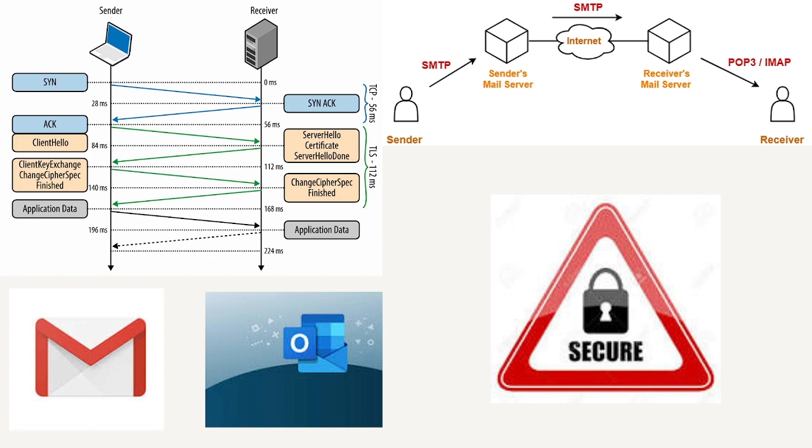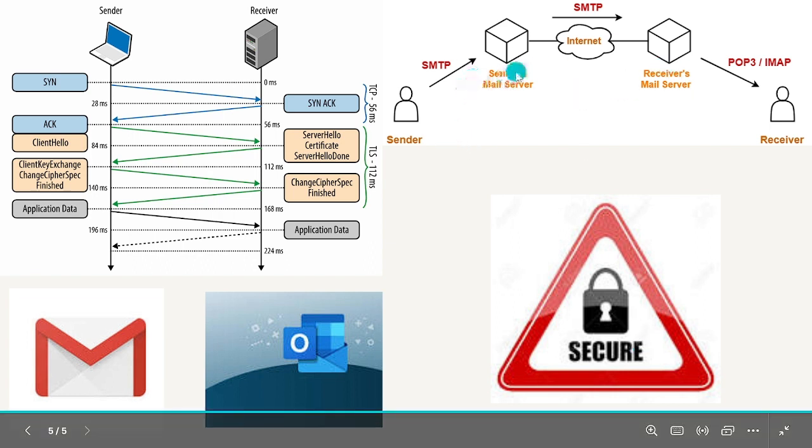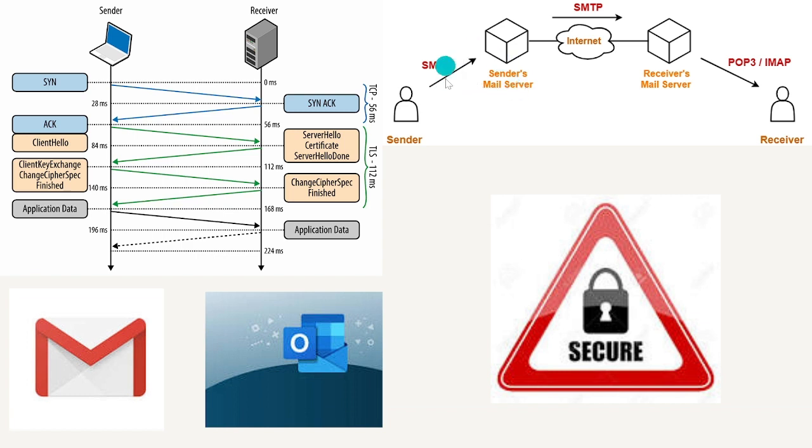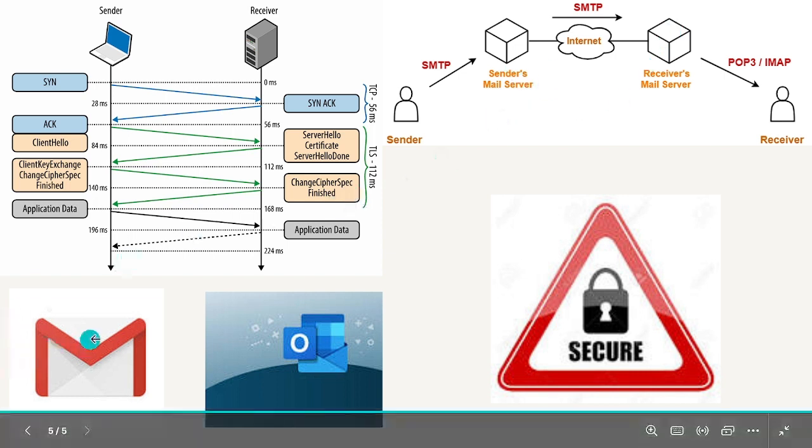After the cipher key exchange is finished, the requested data is sent to the receiver, and it is also fetched by the receiver. As you can see, when the sender sends the mail to the server, it uses SMTP. Further, from the sender's mail server to the receiver's mail server, it also uses SMTP. However, when the receiver fetches the data which is sent by the sender, it uses POP and IMAP.